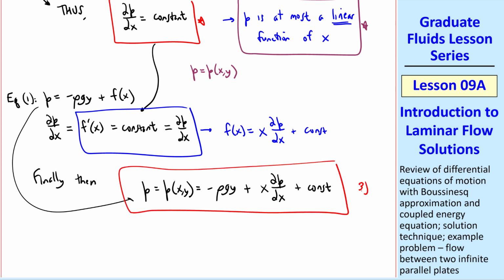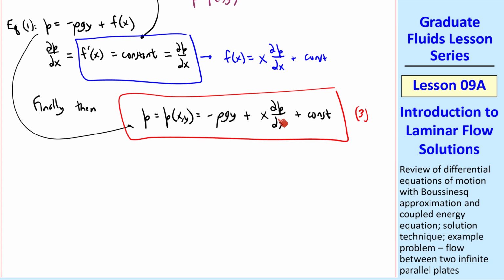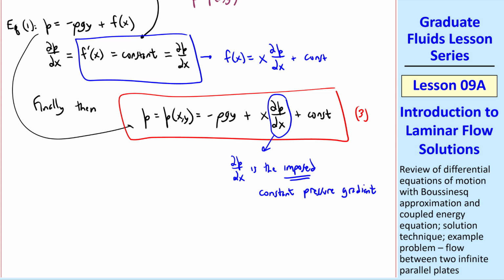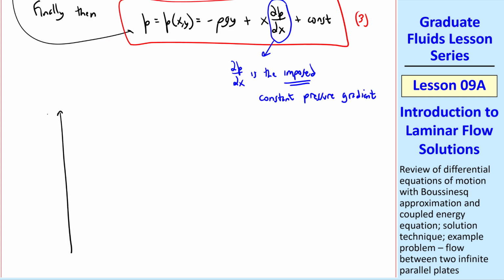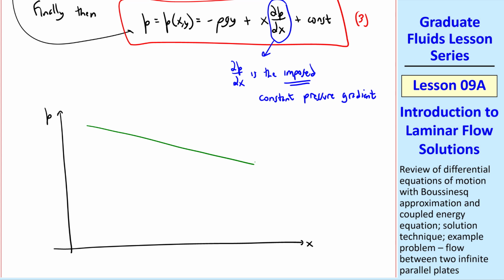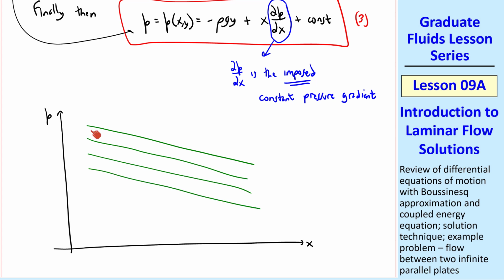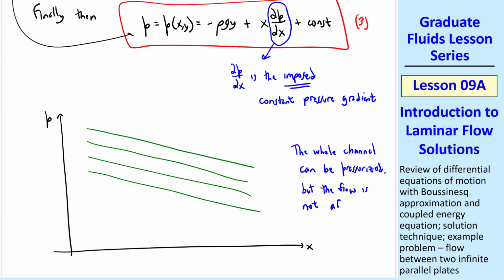I'll call this equation 3, and you may be unsettled by the fact that ∂p/∂x appears in this equation for pressure. But keep in mind that ∂p/∂x is the imposed constant pressure gradient. In other words, we're applying a pressure gradient in the x direction to push the flow through. Graphically, p varies linearly with x. The absolute value of pressure makes no difference. No matter what the initial pressure, it will decay linearly with x. Physically, the whole channel can be pressurized, but the flow is not affected. We have the same pressure gradient, regardless of the absolute level of this pressure.